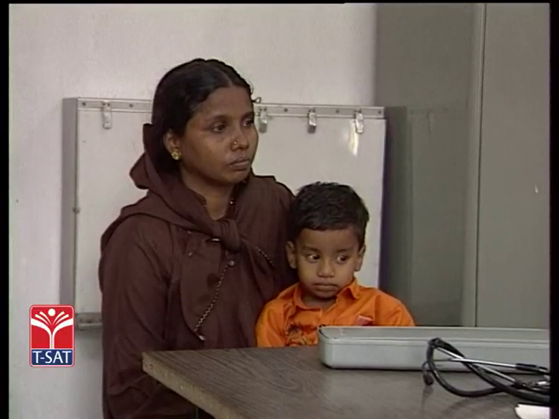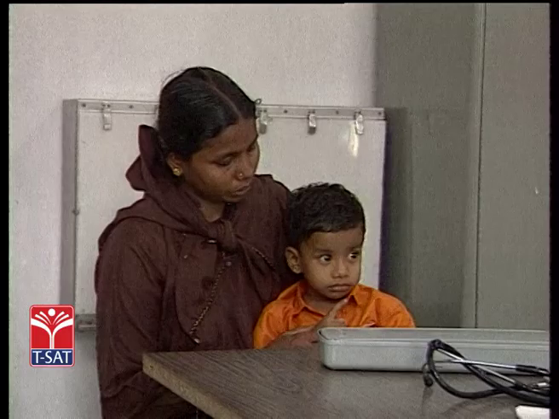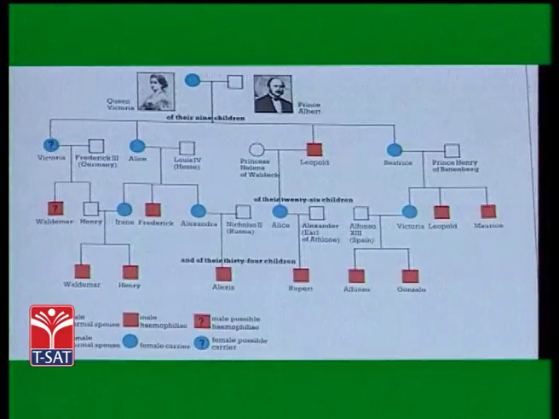For diagnosis of genetic disease, the first step is taking detailed family history from the patient or from the parents, and we draw the family pedigree tree consisting of 3 generations. This will help us to know the mode of inheritance.